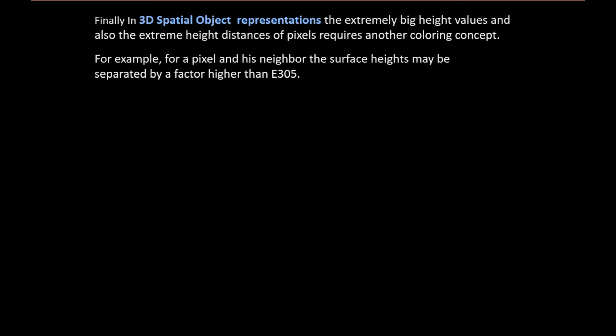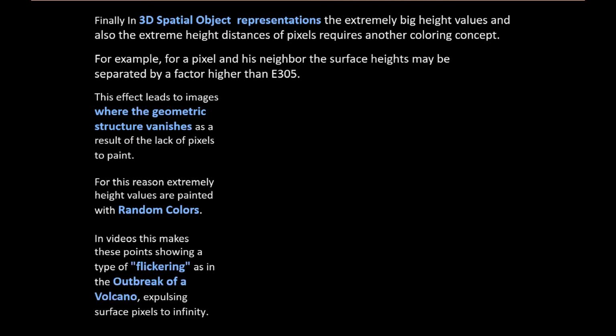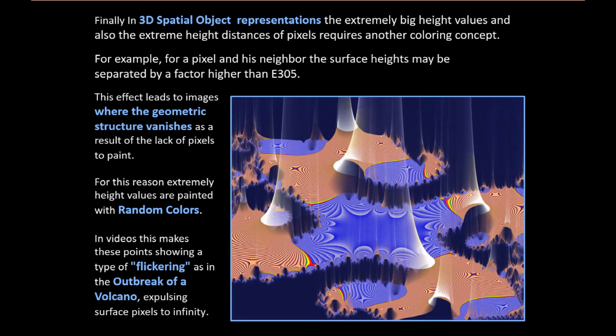Finally, in 3D spatial object representations, the extremely big height values and also the extreme height distances of pixels require another coloring concept. For example, for a pixel and its neighbor, the surface heights may be separated by a factor higher than E305. This effect leads to images where the geometric structure vanishes as a result of the lack of pixels to paint. For this reason, extremely high values are painted with random colors. In videos, this makes these points show a type of flickering, as in the outbreak of a volcano, expulsing surface pixels to infinity.